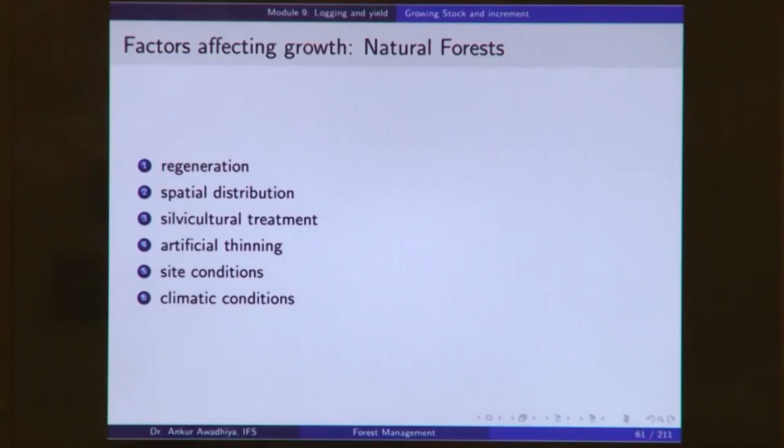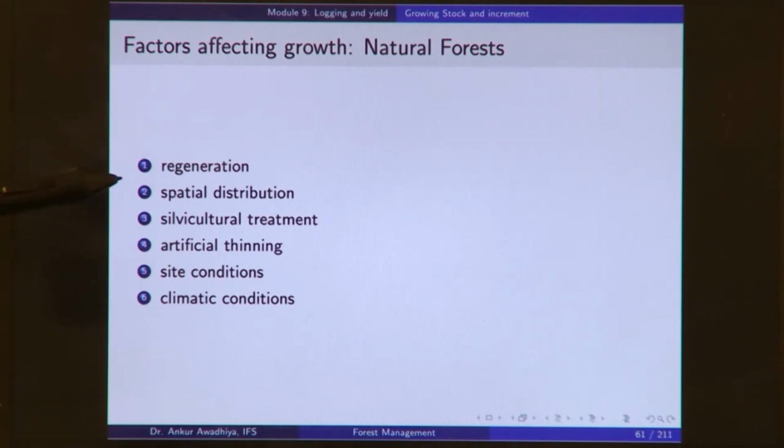Now, factors affecting growth in natural forest. 1. Regeneration. If you have a forest in which the regeneration is less, the young generation is not coming up properly, and in that case the growing stock will either be stagnant or it will decrease as the old trees start to die off. So, regeneration is very important in the maintenance of growing stock.